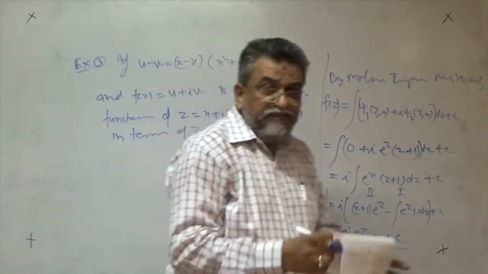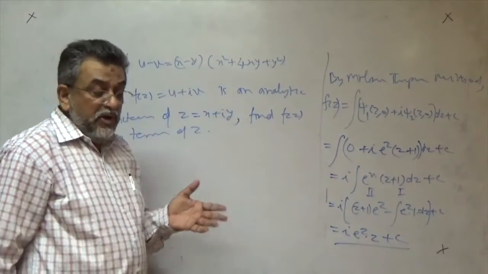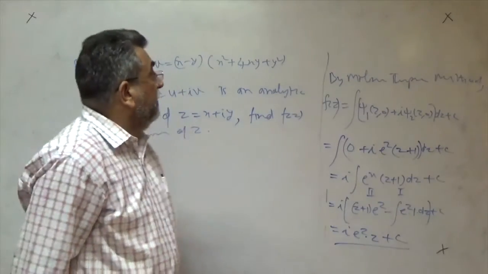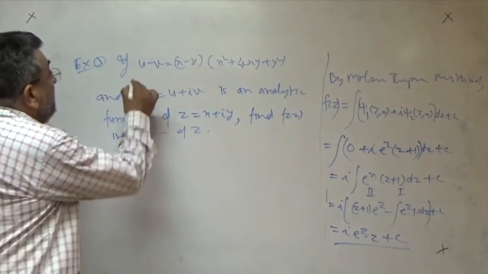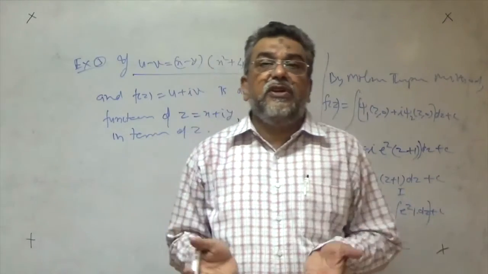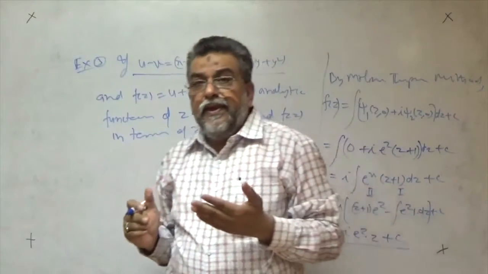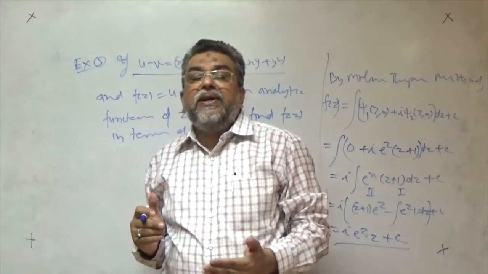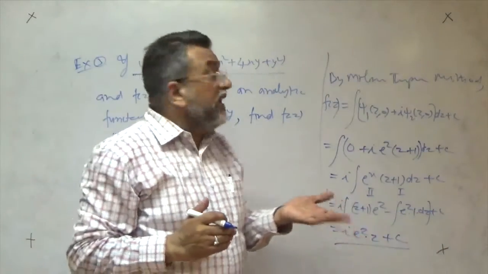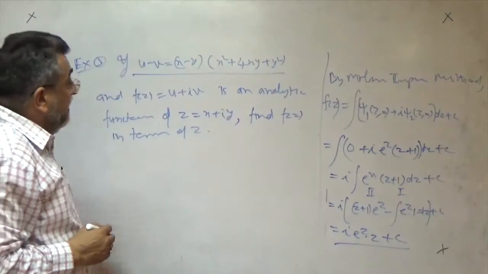This is the sum based on your third or fourth case of the Milne-Thomson method. Here the difference of the real and imaginary parts is given and you have to construct the analytic function. In the previous two sums, the real part or imaginary part was given and you had to construct the analytic function. But here the difference u minus v is given.